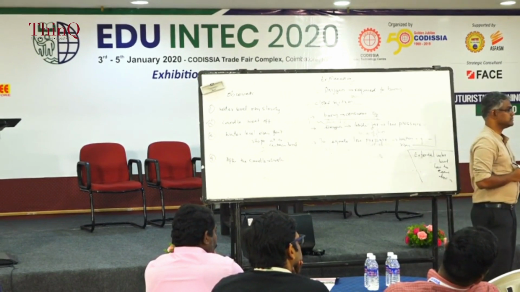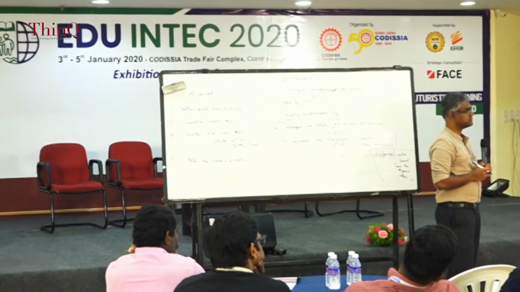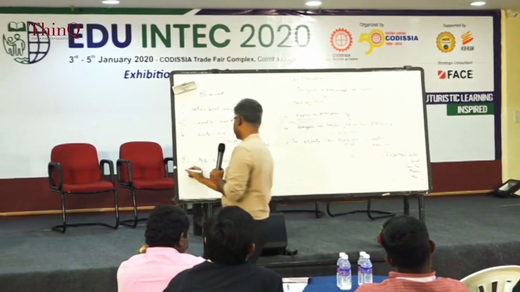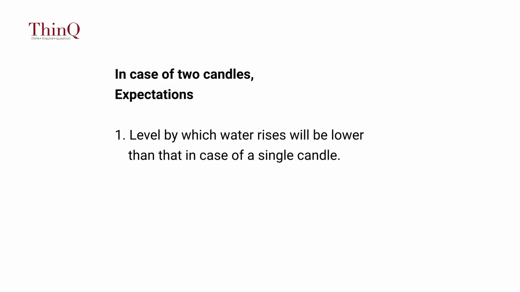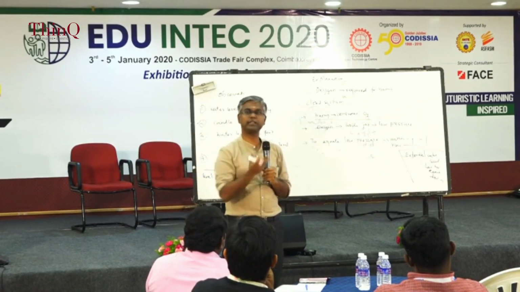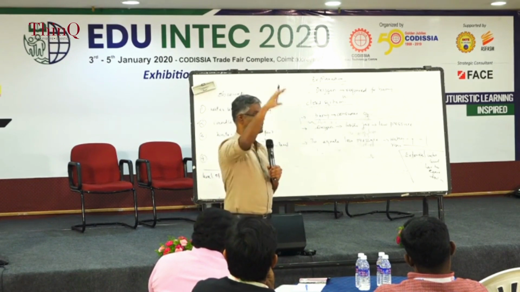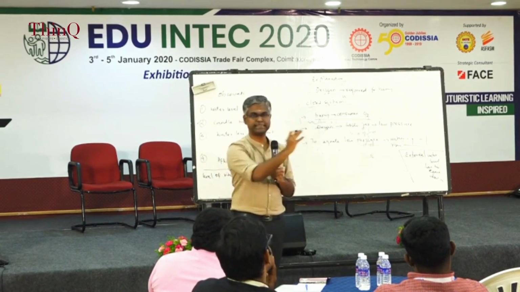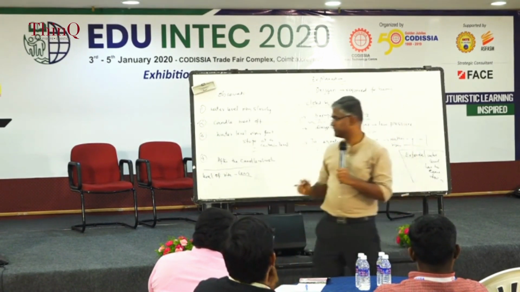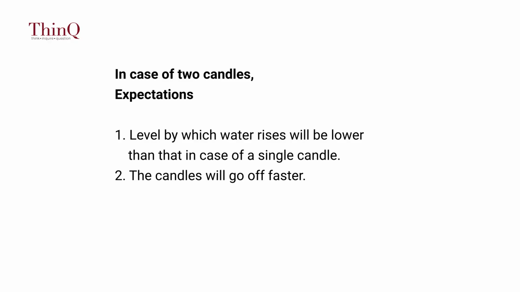Possibly the level of the water which might rise might be lower. Okay, so here's one expectation: the level of rise will be less than single. I'm writing in short, so it will be less. The amount of smoke that is produced is higher, therefore the rise will be less. That's the expectation. Okay, the candle will go off faster.